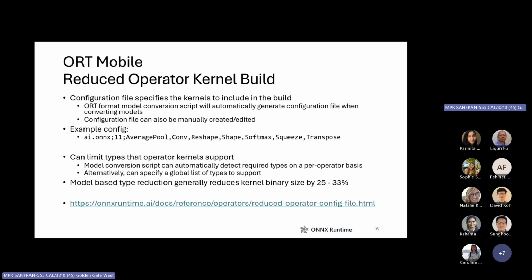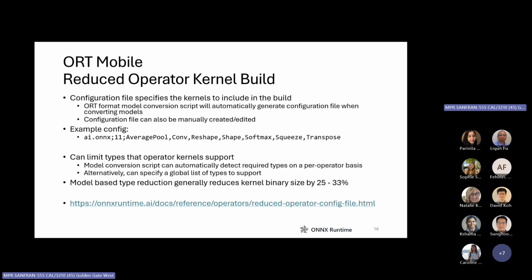So a reduced operator kernel build requires the specification of the operator kernels to include, and that's through a configuration file. It can be generated by a script, which we'll look at a little later. And it can also be manually edited or written by hand, as it's just a text file. An example config file line is like this. You can see we specify the domain, opset, and the ops that we want from those. There can be multiple lines if you have multiple domains.